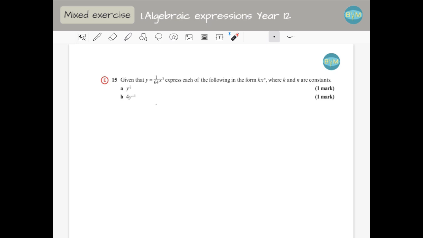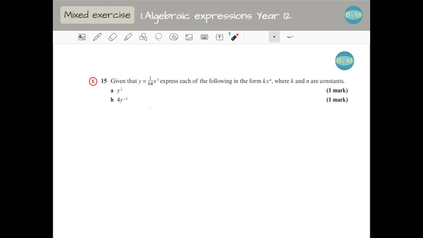Hello, this is question 15 on your mixed exercise 1 from year 12. Given that y is this expression here, we have to express each of the following in the form kx to the power of n. This is going to be very helpful when we differentiate and integrate.